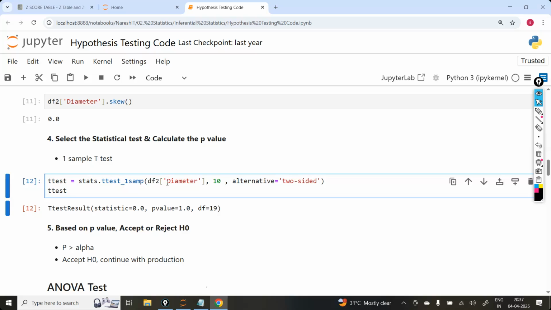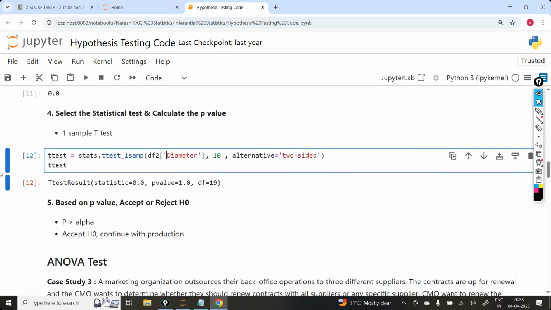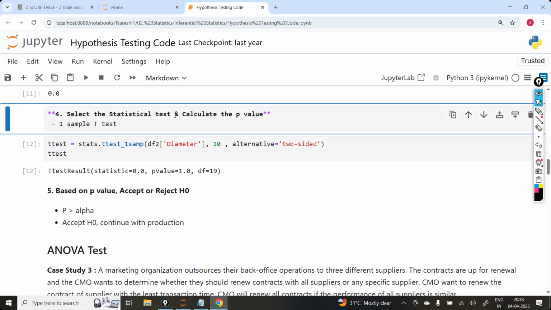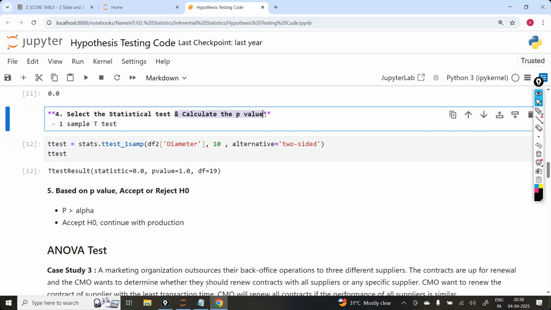Calculating the test statistic and calculating the p value, it will do automatically. Internally some code is there. What is that code? Code means formula. Code is nothing but formula. It will substitute in the formula, calculate everything, and give the p value for you. Based on the p value, simply accept or reject. The point is simple, everyone. So you have to select the test. Your work is only to select the test.